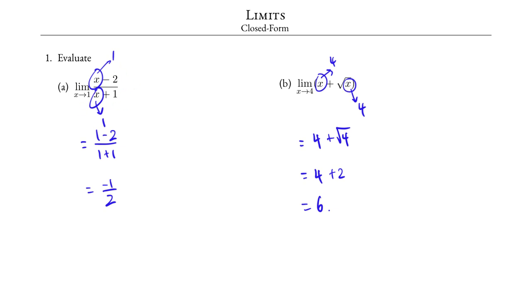For part B, the function is defined on all real numbers x that are 0 or positive. We cannot use negative x because we cannot take the square root of a negative number. And so this function is continuous from 0 to positive infinity. 4 is in the domain. And so, since the function is continuous on its domain, we can just simply plug in 4 to evaluate the limit.